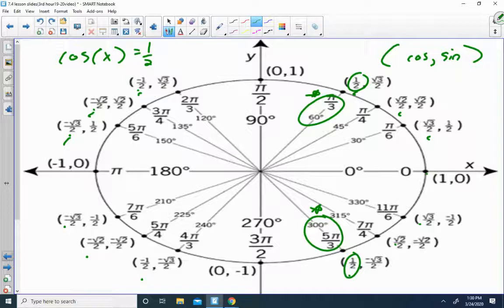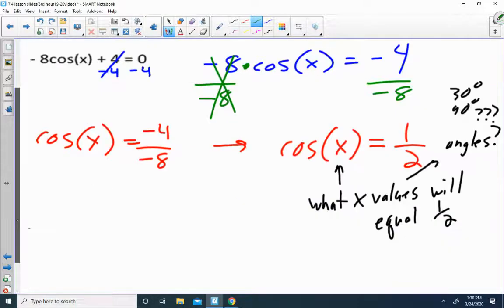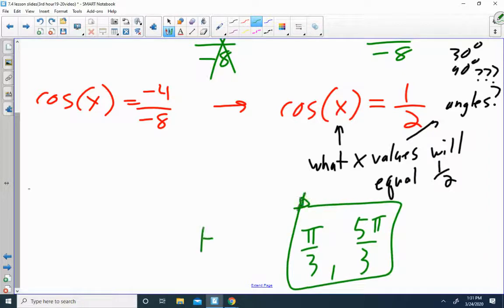Now, which one do we put? Do we put the degree answers, or do we put the radian answers? The instructions specifically tell you radians. So for the Hawks program, you'll put that your solutions are pi over 3 and 5 pi over 3. You would put pi over 3, comma, 5 pi over 3. Please put a comma. And that's it. Basically solve for your trig function, use your unit circle, and go from there. We'll do a few more examples like this just so you get familiar with it.